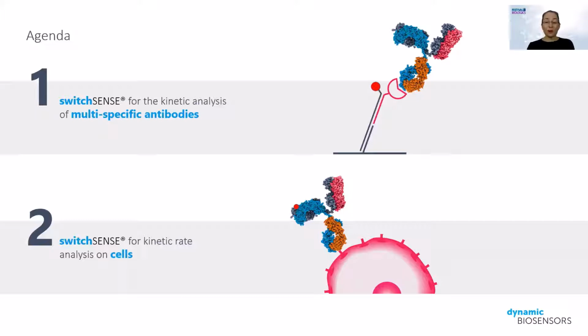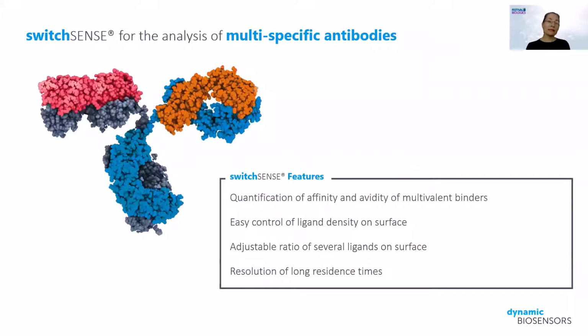Afterwards, I will give you an exclusive insight into the recent developments going on at Dynamic Biosensors. This will be especially interesting for you if you think it is advantageous to measure binding to membrane proteins in their native surrounding in the cell membrane. So let's get started with switchSENSE for multivalent binders.